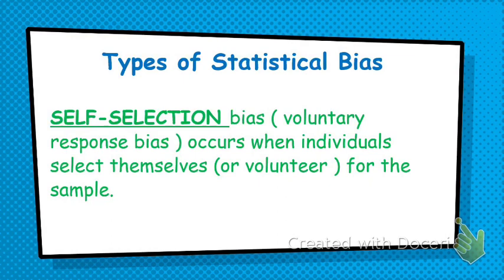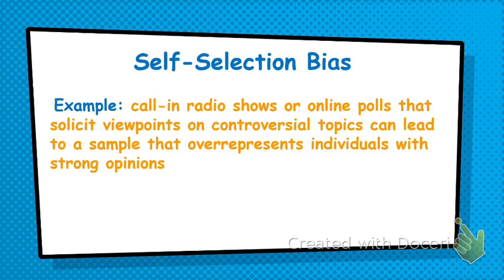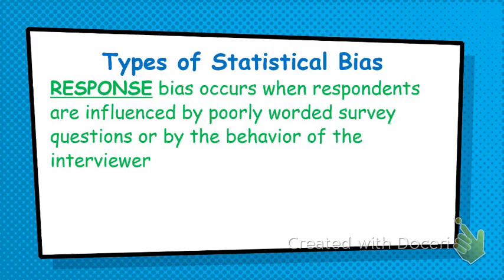Then you have a self-selection bias. This is a voluntary response, and it occurs when individuals select themselves or volunteer for the sample. So, like call-in radio shows or online polls that are controversial, or they have a certain agenda, that can lead to a sample that overrepresents individuals with strong opinions. If you listen to the radio, you can hear people call in all the time because they want their opinion heard. They have a strong viewpoint on this. That would be self-selection.